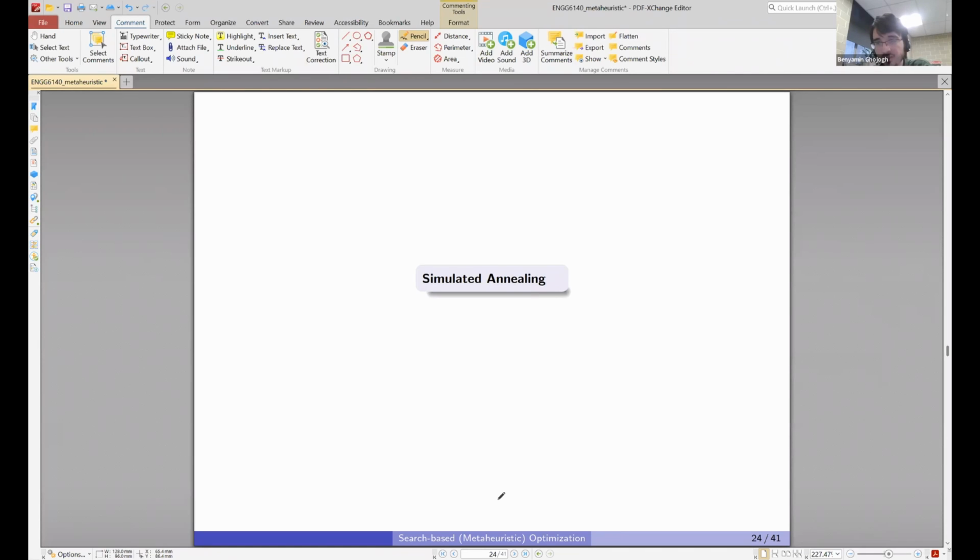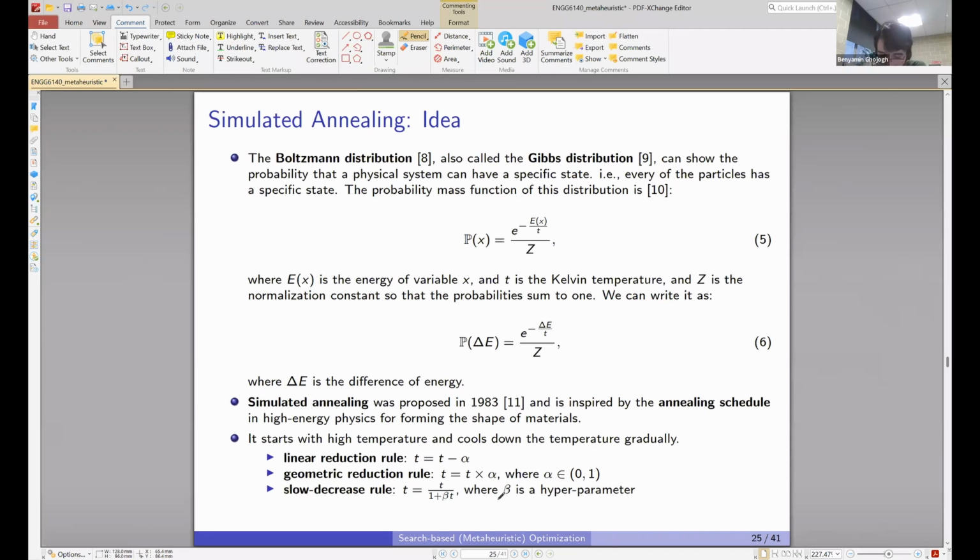Now let's talk about another algorithm, which is simulated annealing. Simulated annealing is based on the Boltzmann distribution. I will tell you what that is. The Boltzmann distribution, also called the Gibbs distribution, can show the probability that a physical system has a specific state. That is, every one of the particles has a specific state.